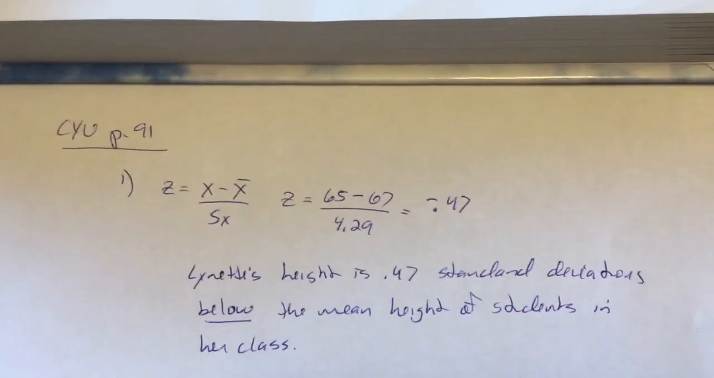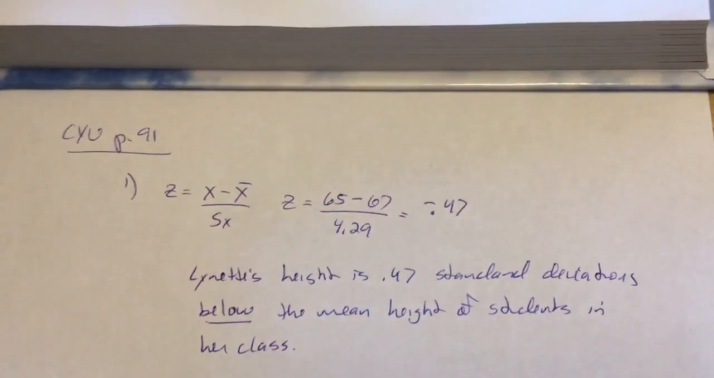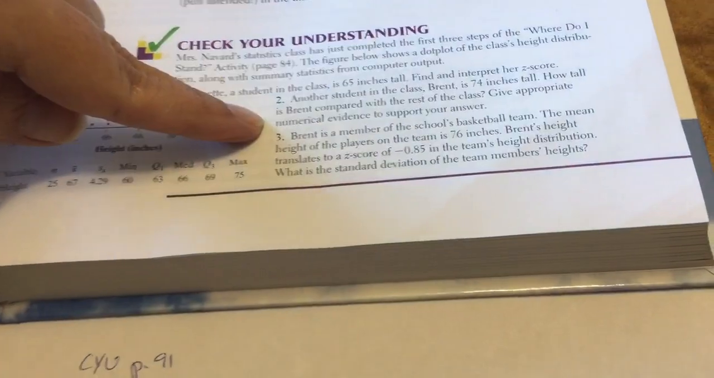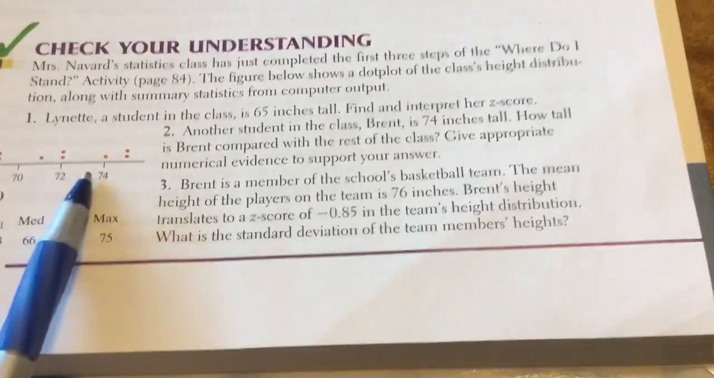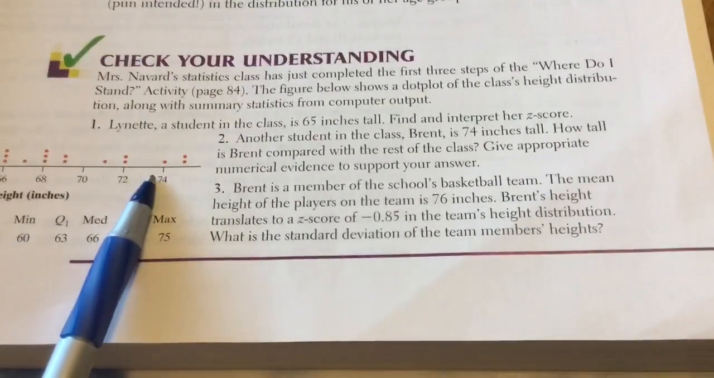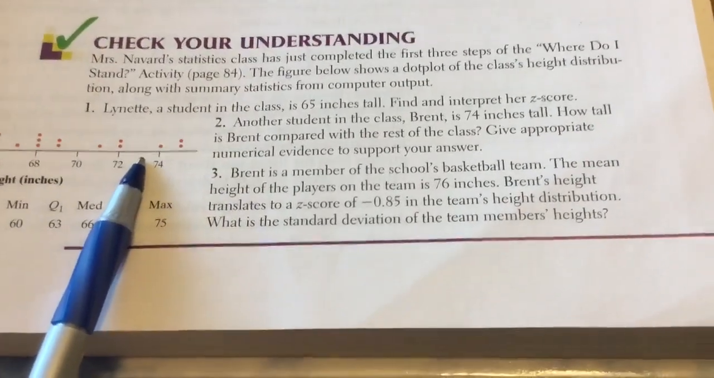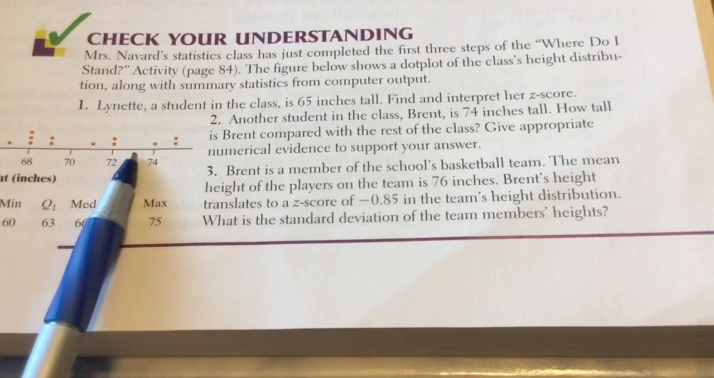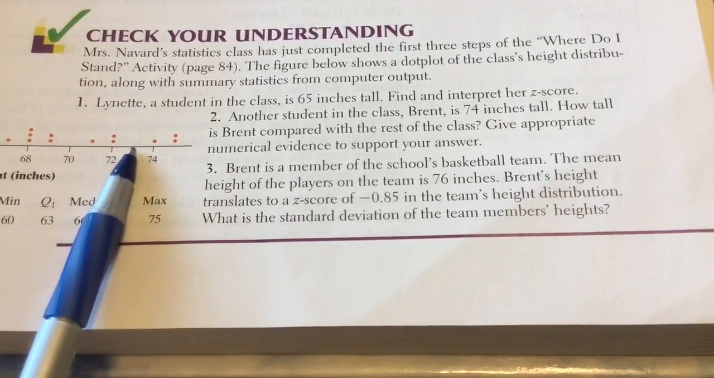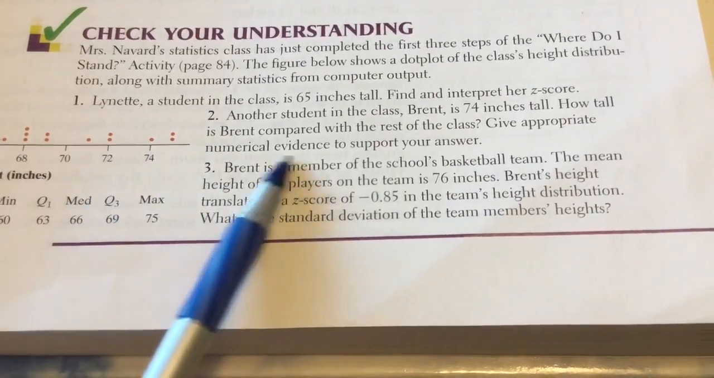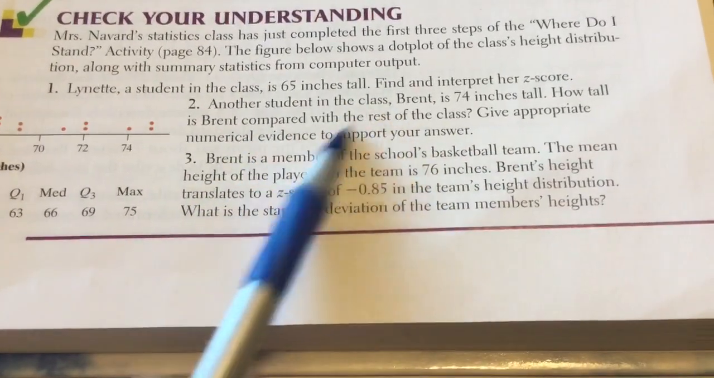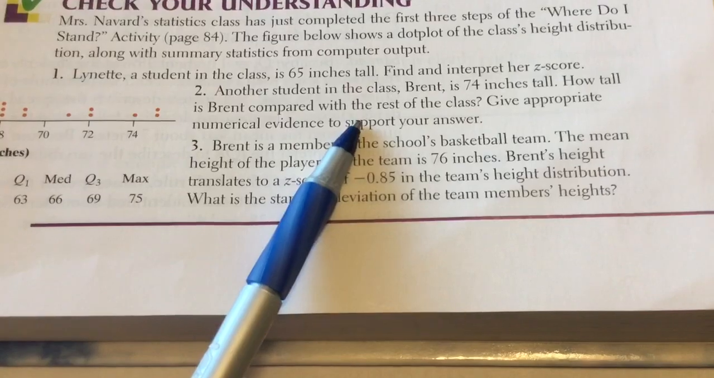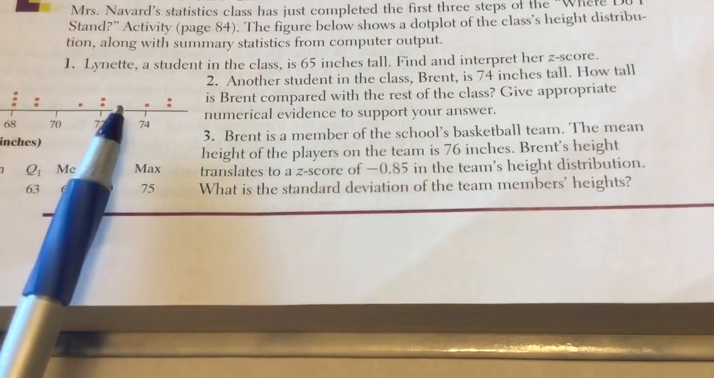Okay, number 2 says, another student in the class, Brent, is 74 inches tall. So there's Brent at 74 inches tall. How tall is Brent compared with the rest of the class? Give appropriate numerical evidence to support your answer. Well, our numerical evidence is going to be a z-score because we use a z-score to compare individual pieces of data against the whole distribution.